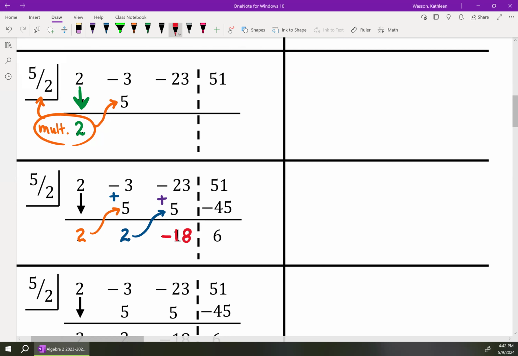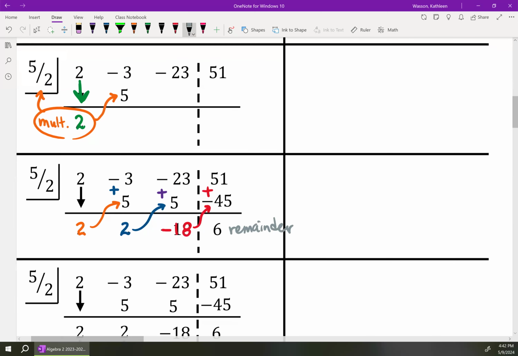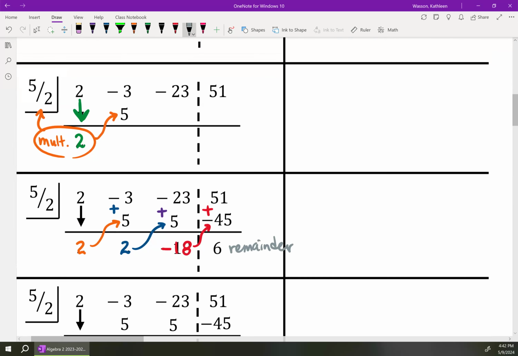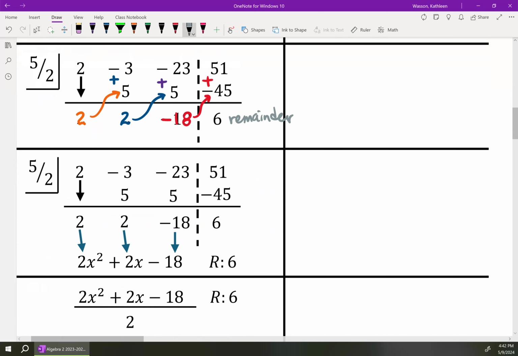The 6 is a remainder. So my polynomial did not divide evenly. I have a remainder. That's why we have this separated. Then, because I'm dividing by a fraction, wait, not ready for that part yet.